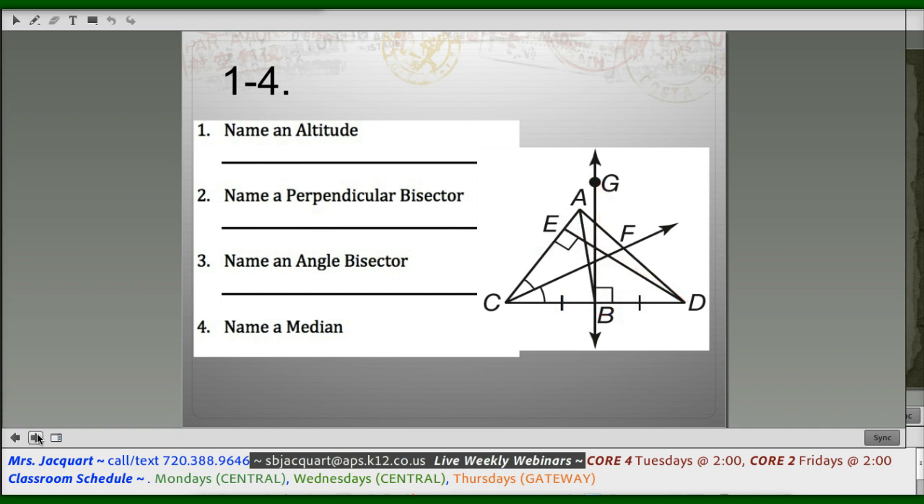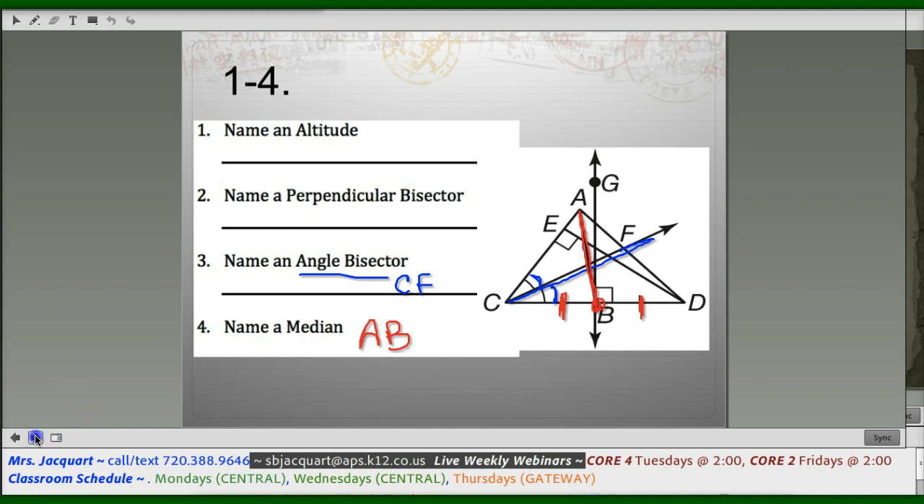Now what is my angle bisector? Angle bisector means I want to have arc marks that look the same. So that's going to be CF. Okay, and name a median. A median bisects my sides in half, and then it goes from the midpoint to the vertex. So that would be AB.